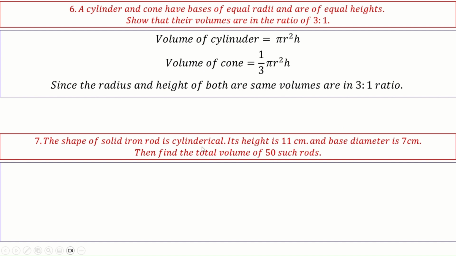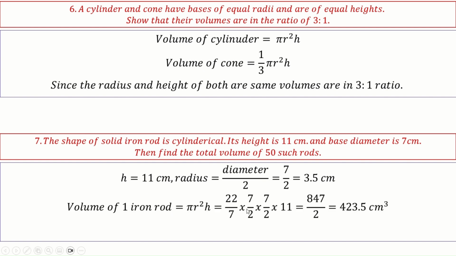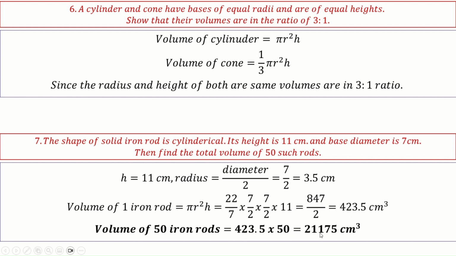The shape of a solid iron rod is cylindrical. Its height is 11 centimeters and base diameter is 7 centimeters. Then find the total volume of 50 such rods. Okay. h is 11, radius is 7 by 2, which is 3.5. The volume of an iron rod, it's in cylindrical form, right? So pi r square h. If I substitute values, this is what I will get. And we need 50 such rods. So 50 of such rods is 21,175 centimeter cube. Next.